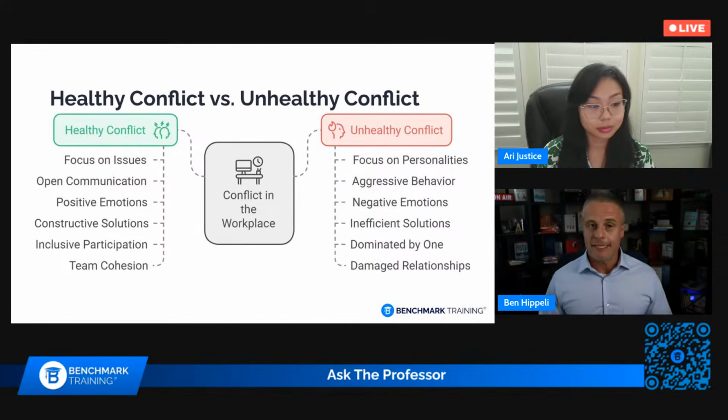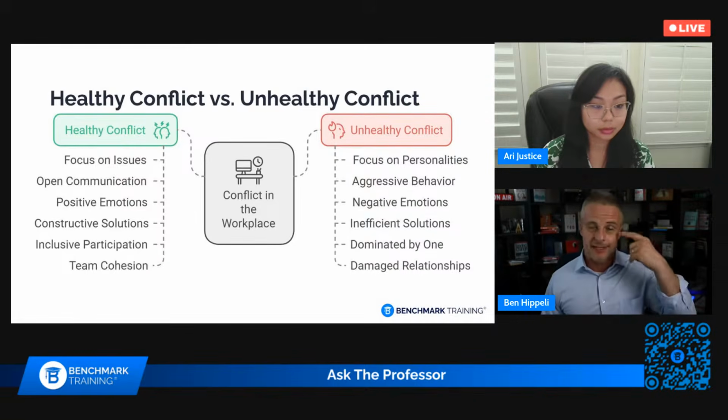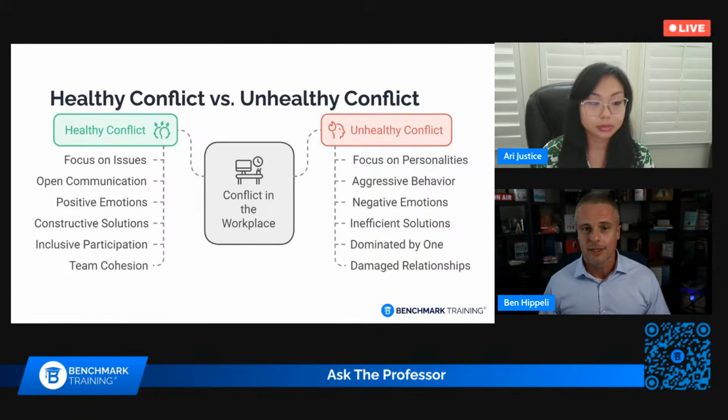In fact, in a meeting, our amygdala receives and processes information twice as fast as our prefrontal cortex, our executive function part of our brain. So we are more likely to act aggressive than we are executive when we're in a situation of conflict.